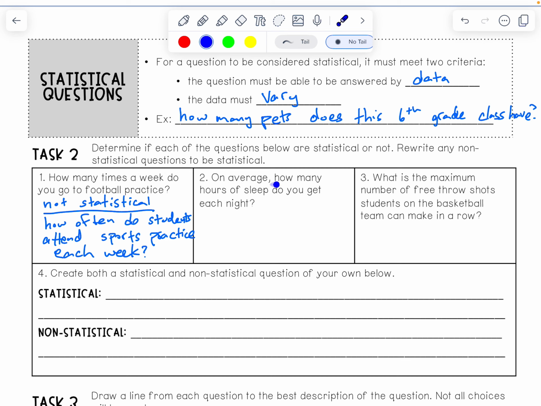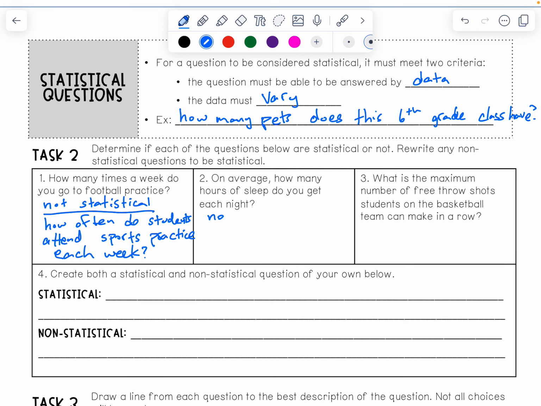Number 2, on average, how many hours of sleep do you get each night? Is that statistical or not? It sounds like it would be because I do have an answer. Sometimes I get 6 or 7 or 8, and I might say that averages to about 8 hours a night. So that must be statistical, but it is not. And it is not statistical for the same reason the first question wasn't, is that answer wouldn't vary.